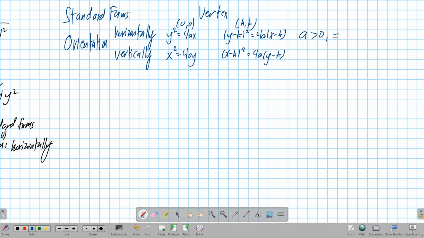Additionally, in our standard forms, if a is greater than 0 and it opens horizontally, it means the parabola opens specifically to the right. If a is less than 0, then specifically the parabola opens to the left. For vertically oriented parabolas, if a is greater than 0, then the parabola opens upward. And if a is less than 0, the parabola opens downward.